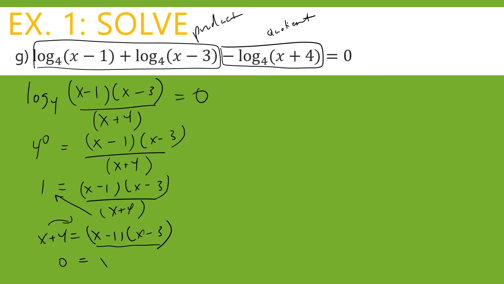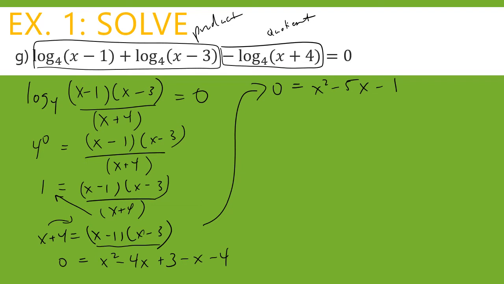So we'd have x squared minus 4x plus 3. And when I bring over that x plus 4, it becomes minus x and then minus 4. Continue that up here. 0 equals x squared minus 5x minus 1. Now, factor.